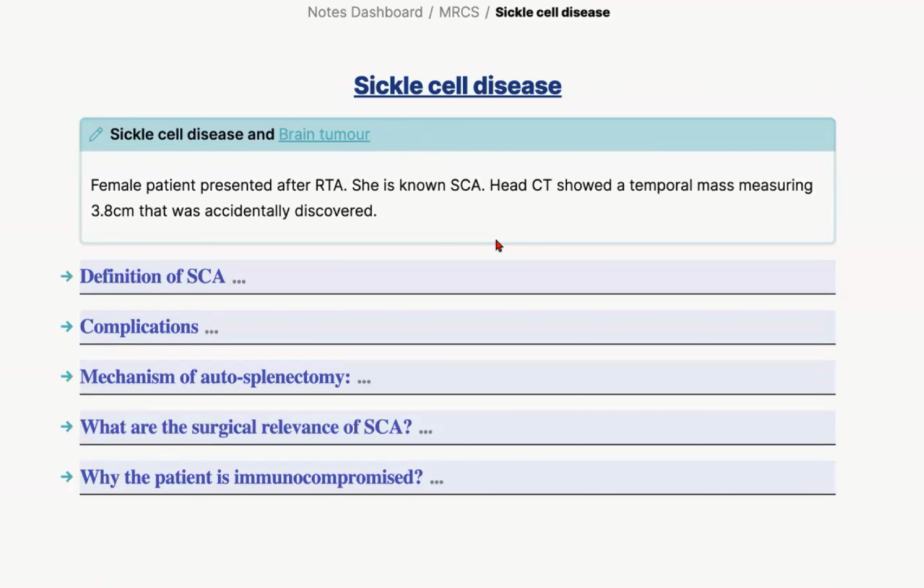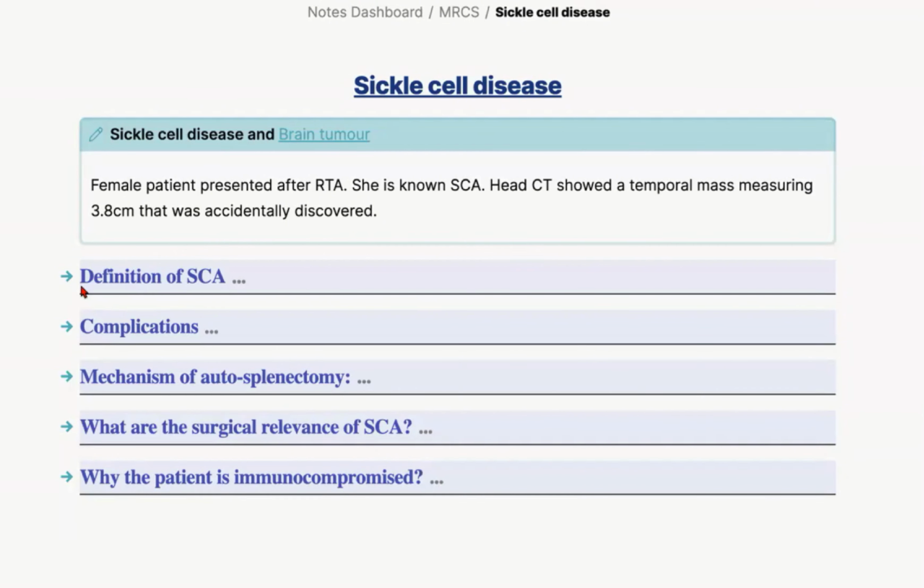Sickle cell anemia, it is a hereditary hemoglobinopathy where there is formation of hemoglobin S, which will distort the shape of the RBC from biconcave into sickle shape. Okay, what are the complications of this condition? The complications include vaso-occlusive crisis, aplastic crisis, and infection, splenic sequestration.